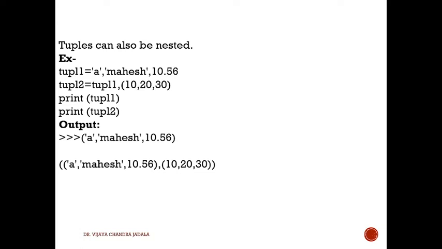Tuples can also be nested. Here we are seeing an example: tuple1_1 = ('a', 'Mahesh', 10.56), tuple1_2 = (tuple1_1, 10, 20, 30). So print tuple1_1 prints the tuple value of tuple1_1, whereas tuple1_2 is nested with tuple1_1 and the new values.